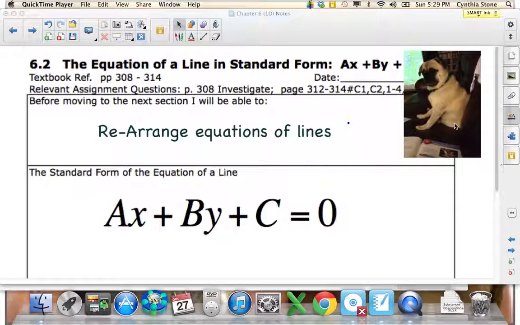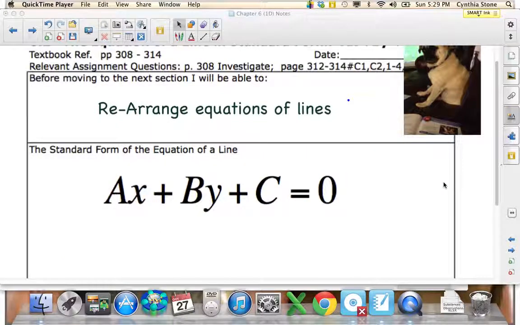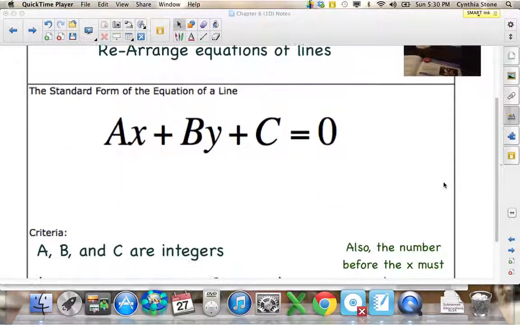So we're rearranging equations, and the reason is there is an equation of a line that you will often see, what we call the standard form. The standard form is just another way of saying y equals mx plus b, but it looks different.